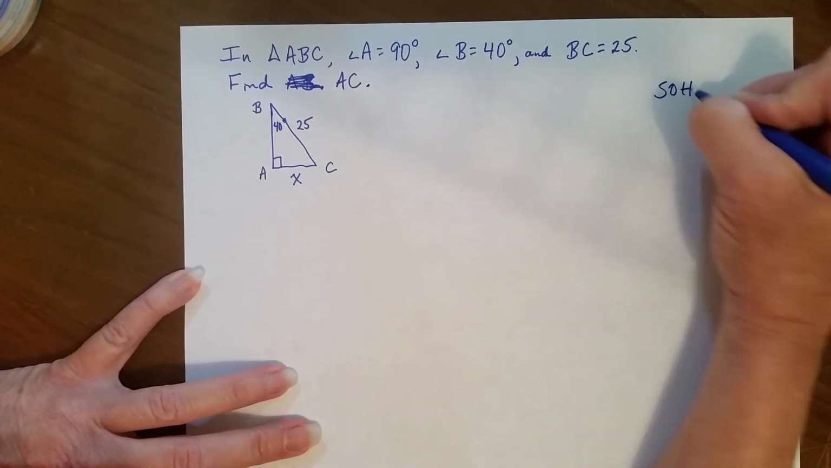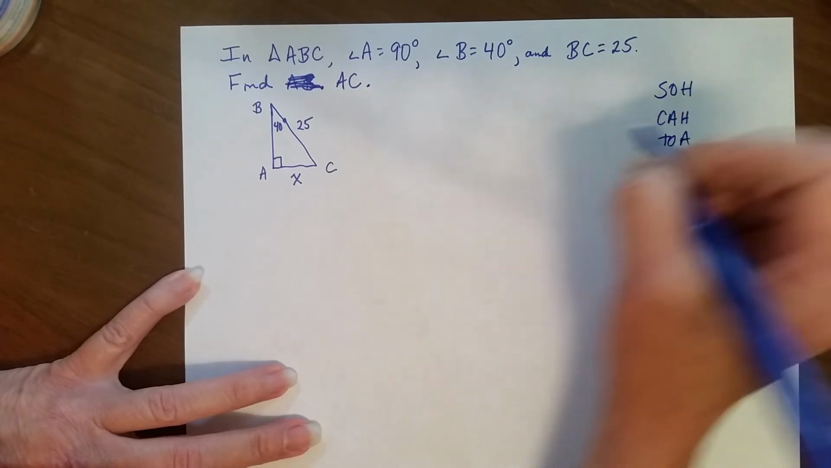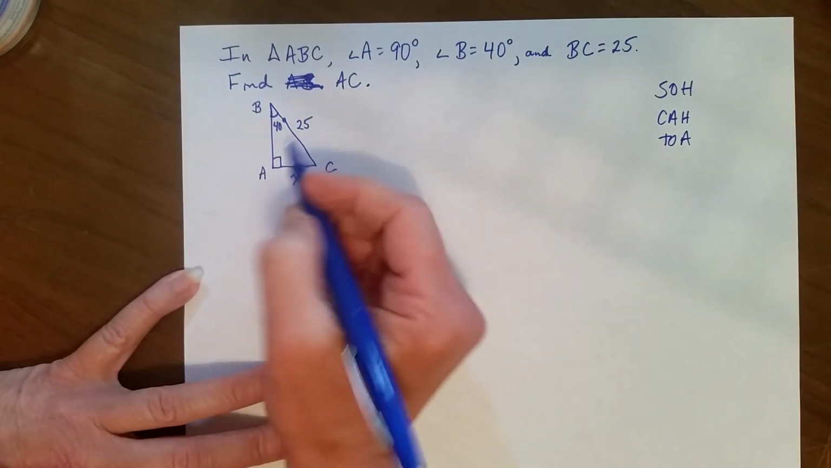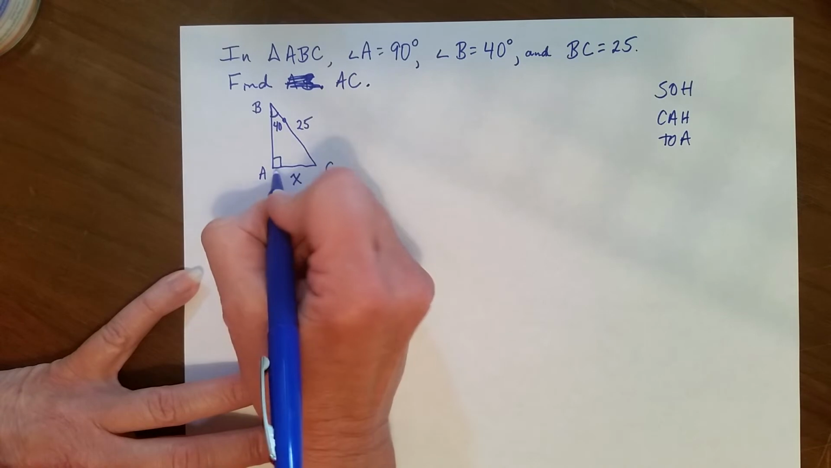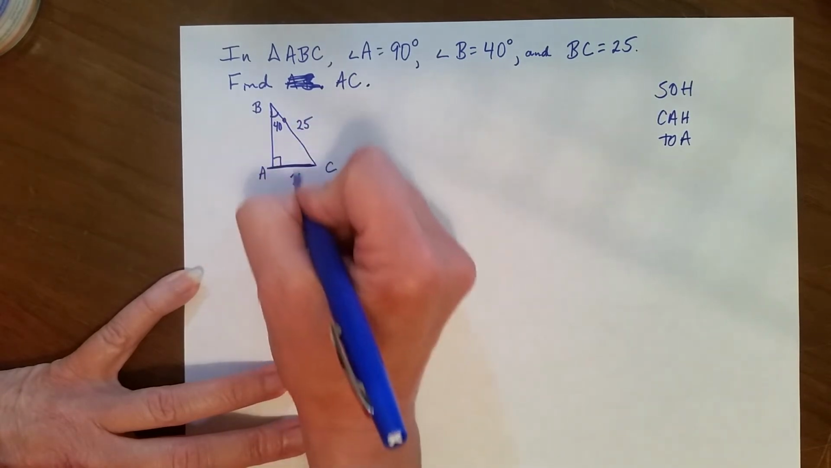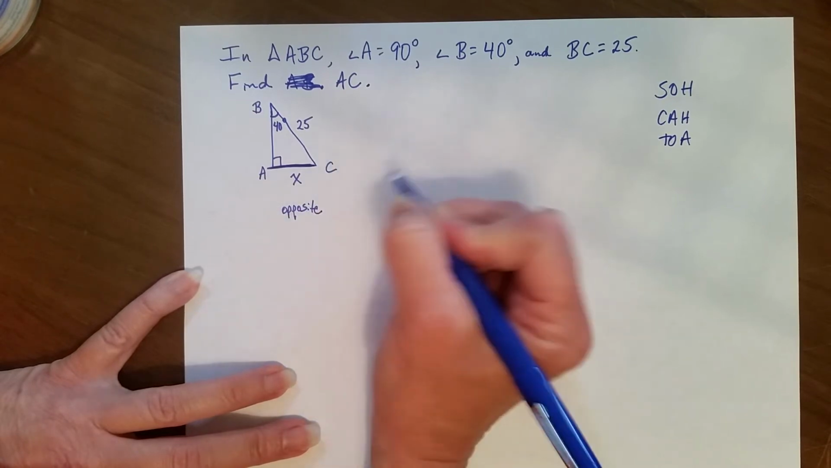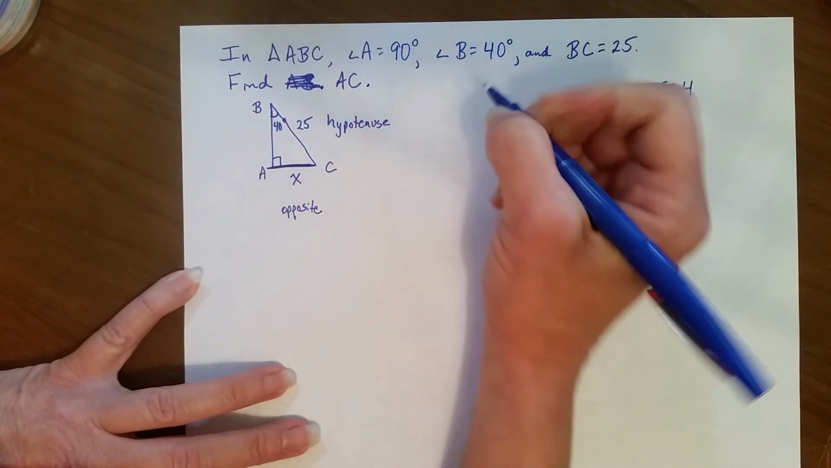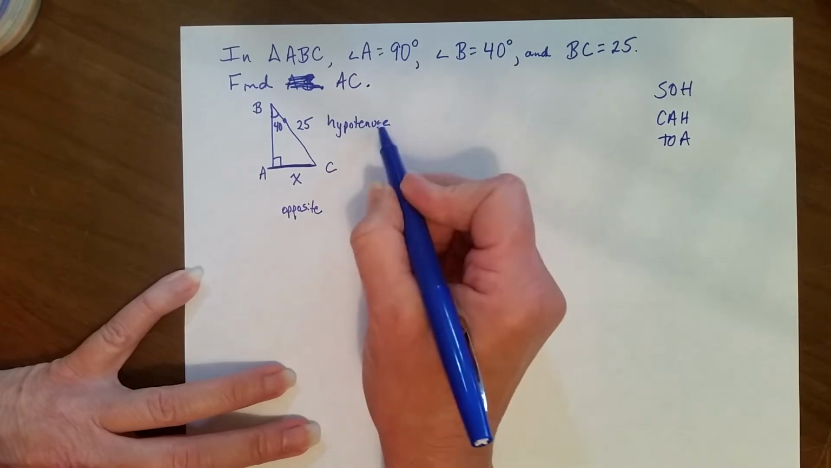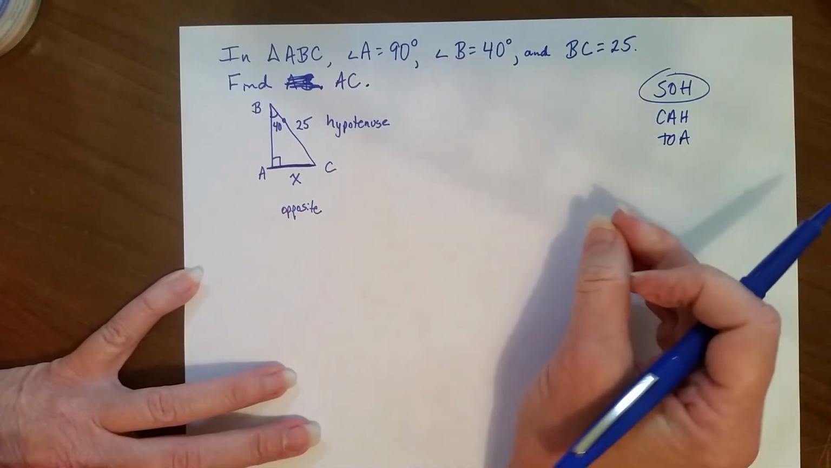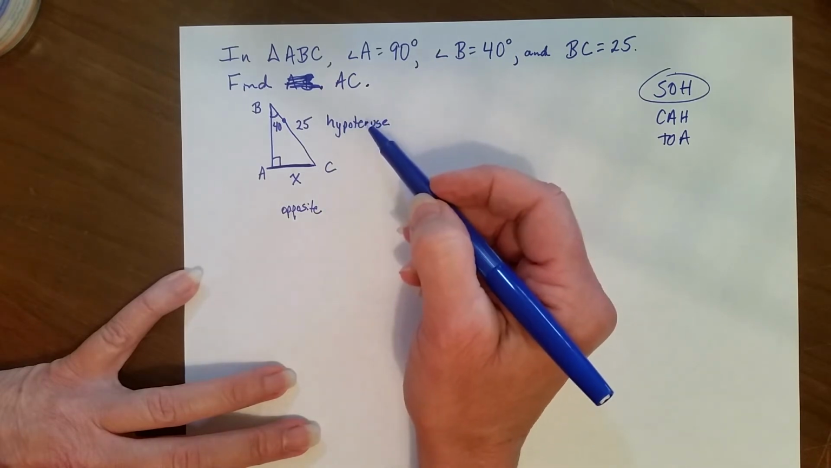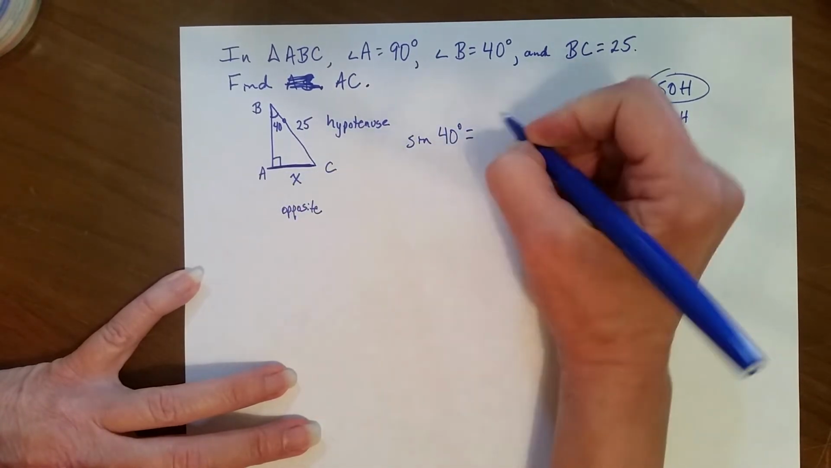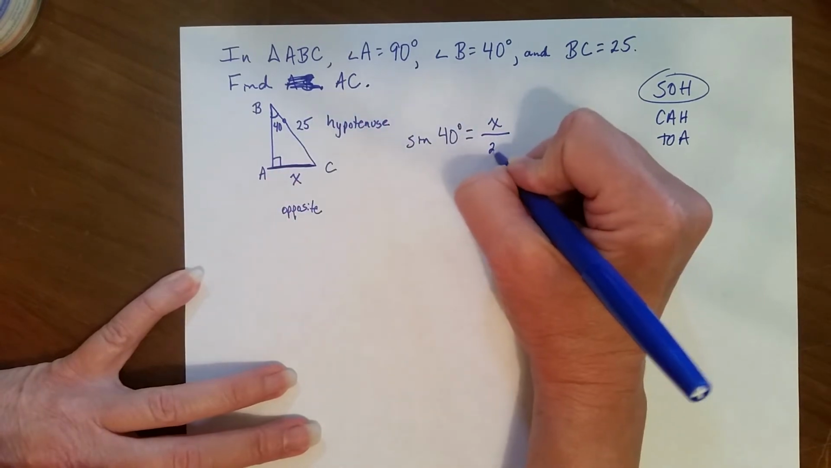Okay, now we have to think through SOHCAHTOA. With respect to the acute angle that we're given, we're looking for X. That's opposite in this particular case. And 25 is the hypotenuse. So the trig function that involves opposite and hypotenuse is the sine. So we're going to choose sine based upon the information given. We're going to say sine 40 degrees is opposite X over hypotenuse, which is 25.